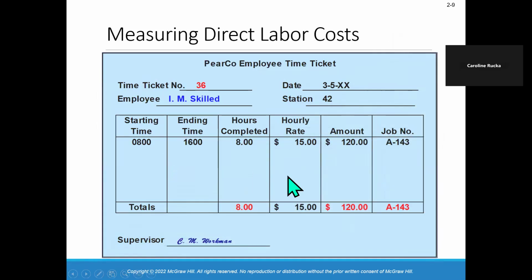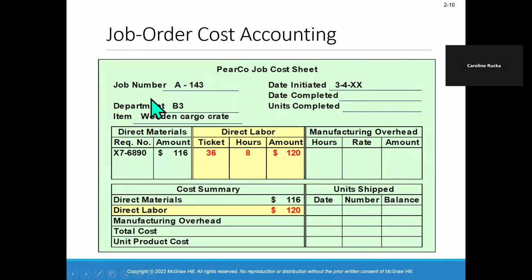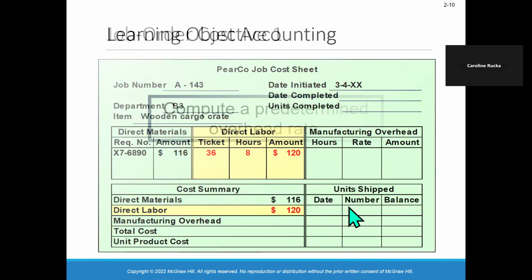Next up, you have a timesheet. This is where your direct labor is going to come from. Okay, so you have in an 8-hour period an hourly rate of $15 an hour. That's going to be $120 in direct labor for this item. So again, direct labor, timesheet 36, we had 8 hours, $120 total. So all of that trickles down into this cost summary.